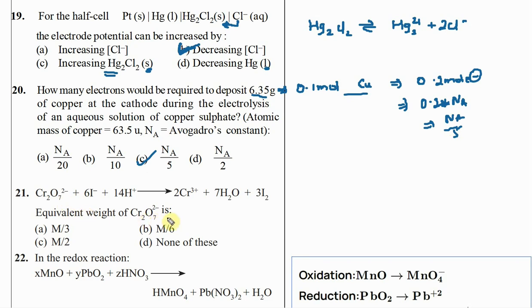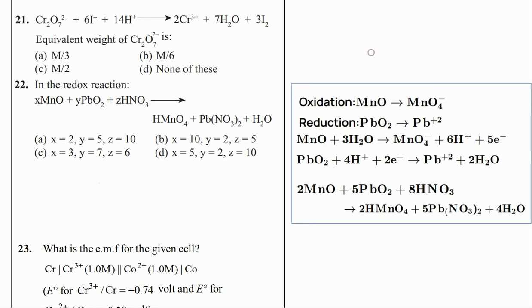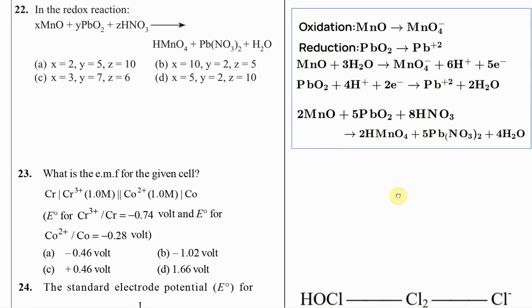21. What's the equivalent weight of chromium? I know my chromium is plus 6 here, plus 3 here. So this is going to be 3 electrons times 2, a 6 electron process, so molecular weight divided by 6. 22 is way back from our redox, but I just put it as a good example for you guys to practice.